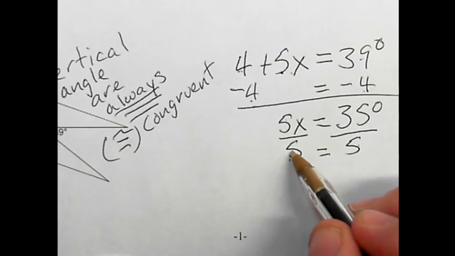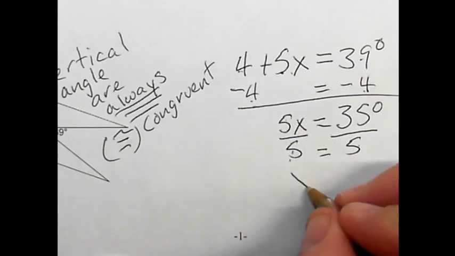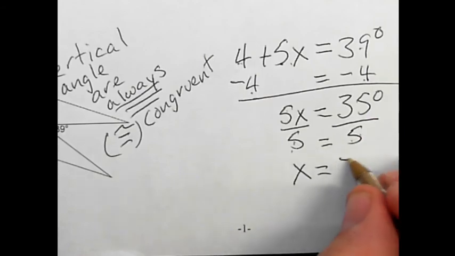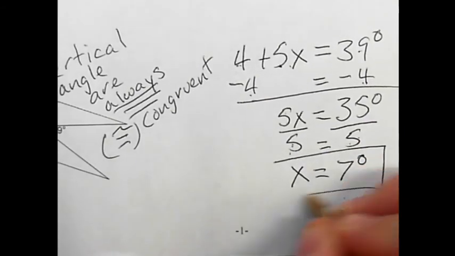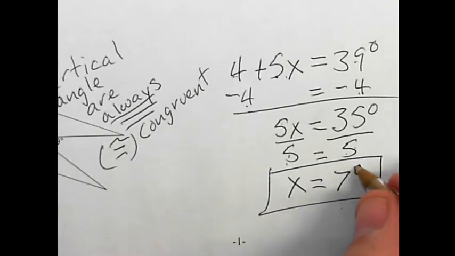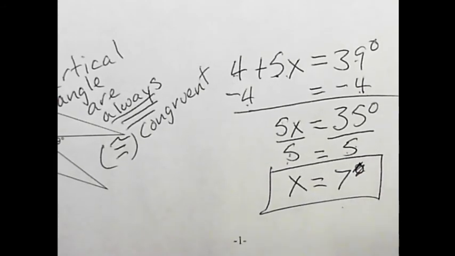5 divided by 5 is 1. 1 times x is just x. 35 degrees divided by 5 is 7 degrees. Or x is 7. I guess it's not degrees when I think about it.